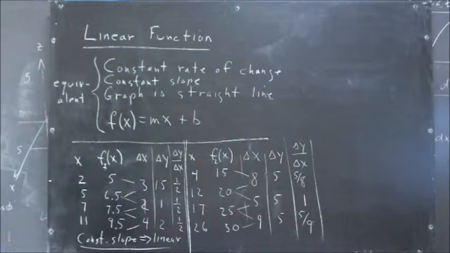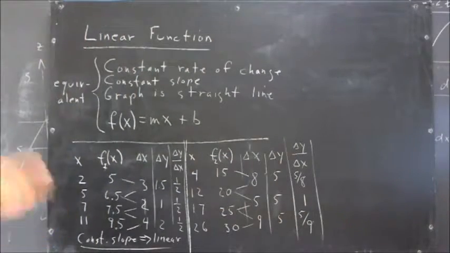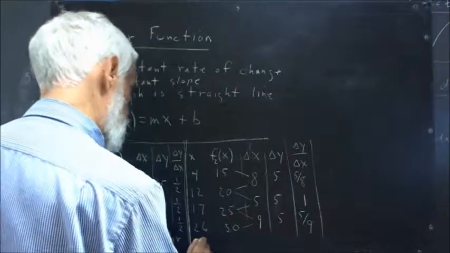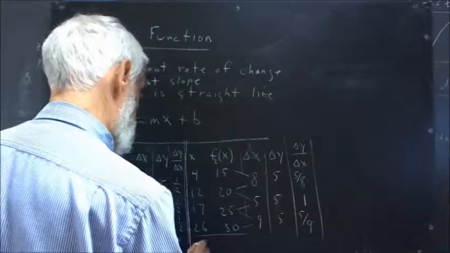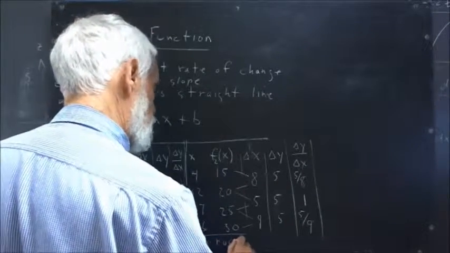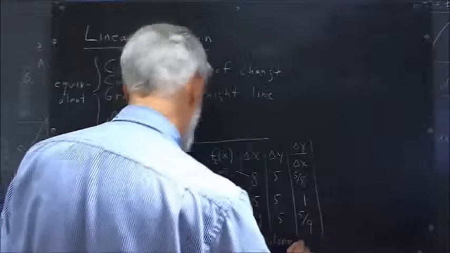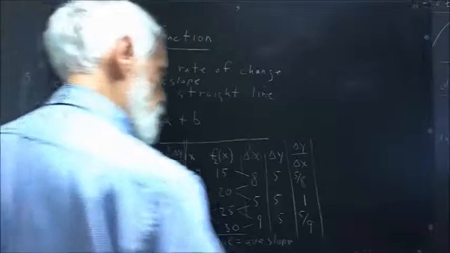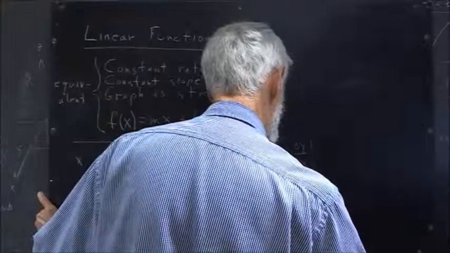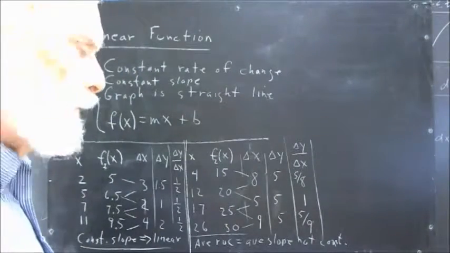5/9. So we see that the slopes are not constant, and the average rates of change are not constant. So the average rate of change, which is average slope, is not constant. So the function is not linear.